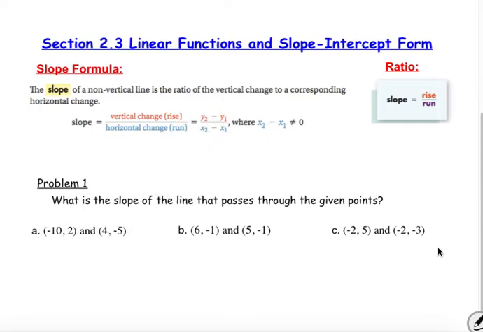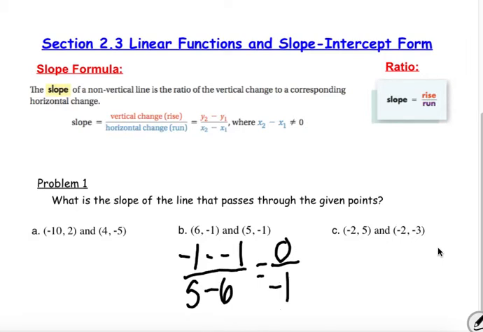Alright, for B, my y2 is negative 1, so I got negative 1 minus a negative 1 over 5 minus 6. Negative 1 minus negative 1, that is like a plus, so I get 0 on top, and I get negative 1 on bottom. We never want to leave zeros in fractions. We want to simplify. 0 over negative 1. I kind of remember this little thing. 0's on top, it's okay. So this simplifies to 0.